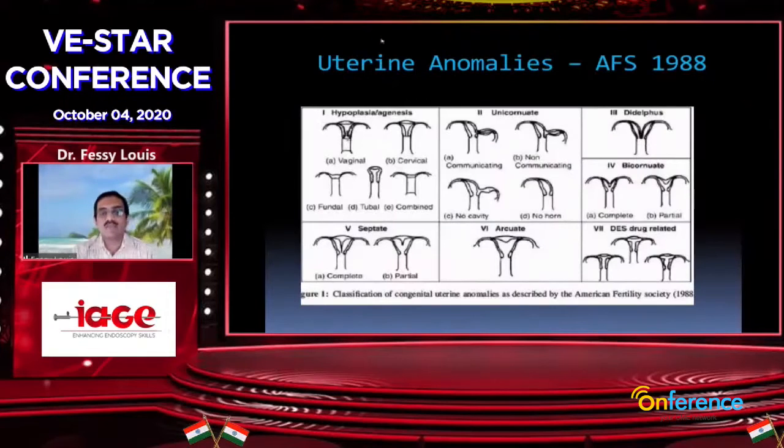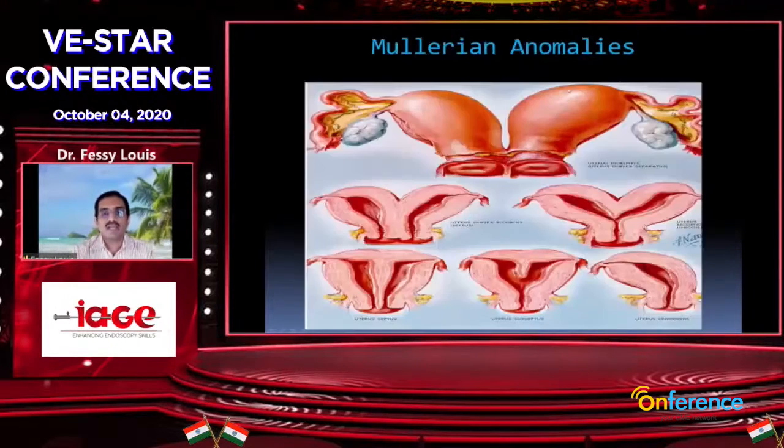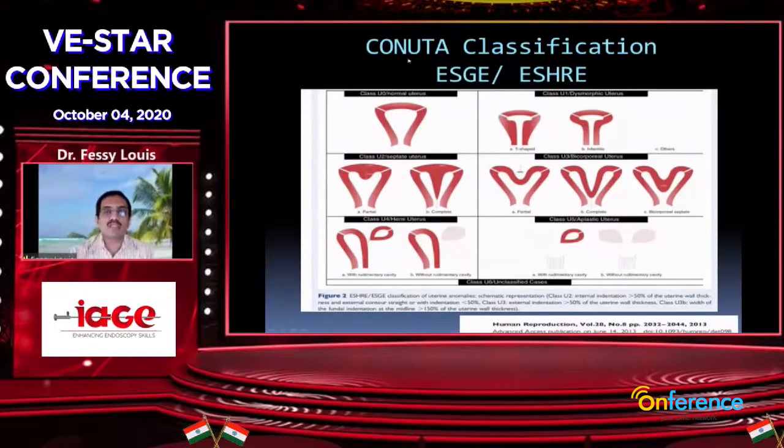But initially we were following this classification, AFS of 1988. This is the initial classification, and these are the pictures of that. But now the most accepted is the CONUTA classification, that is the congenital uterine anomaly classification by ESHRE and the European Society for Gynaecological Endoscopy.